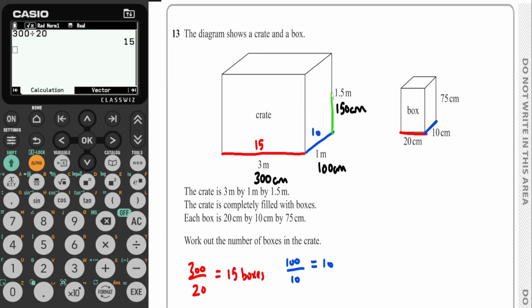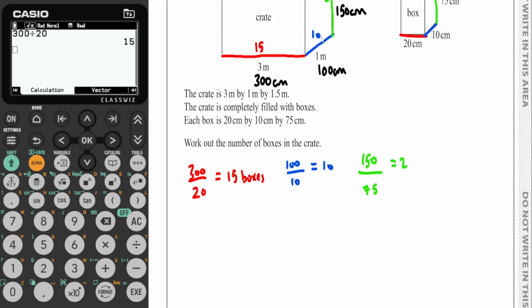And for the height, we'd have 150 divided by 75, which is 2. So we've got 2 boxes this way. So to work out the total number of boxes, that will be 15 times by 10 times by 2, and if we work this out we get 300. So there's 300 boxes.